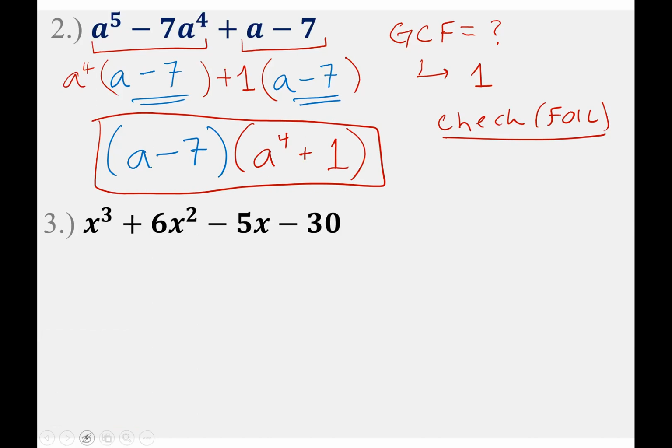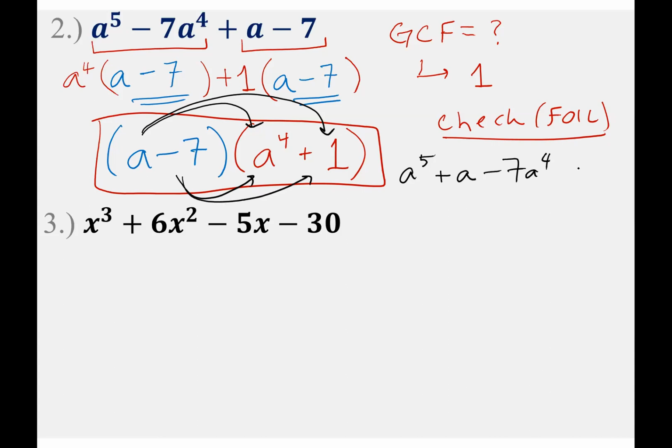Okay, so I'll do that. A times a to the 4th, that's a to the 5th. A times 1 is just 1a, or a. Minus 7 times a to the 4th is minus 7a to the 4th. Negative 7 times 1 is negative 7.